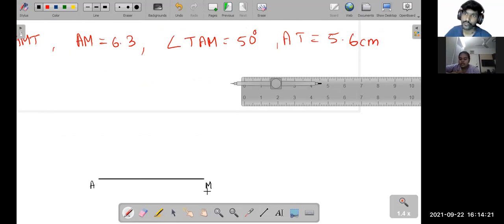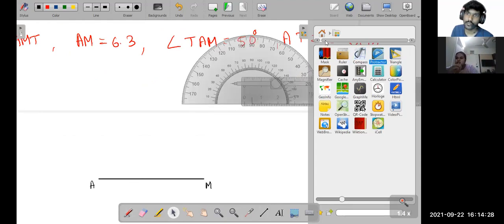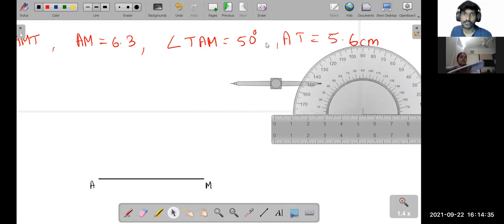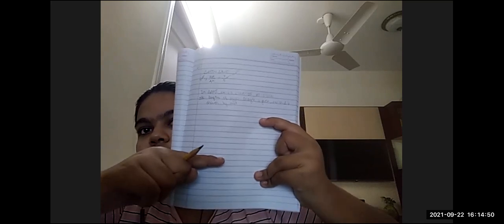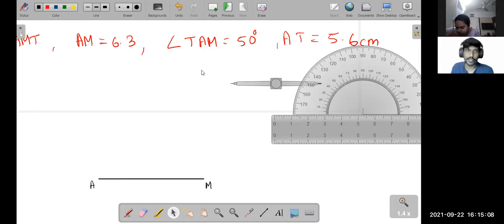But I was asking, for this, how much length do I have to draw above so that I can do it in the middle of the page? I have used this much, only this much is left. It's okay, it should fit down. So I should draw 6.3 over here. Yes. How much is it? And write on that, 6.3 centimeters. Once you're done with this, tell me.